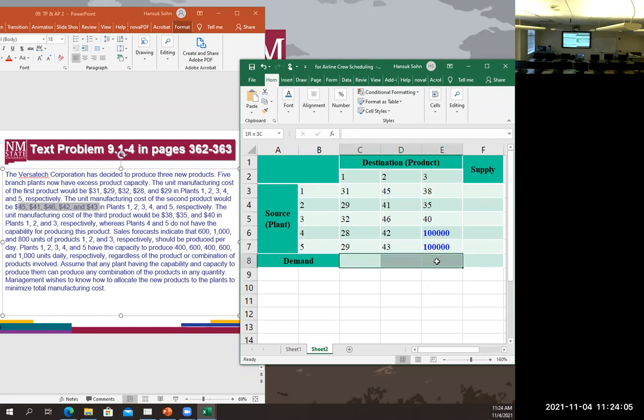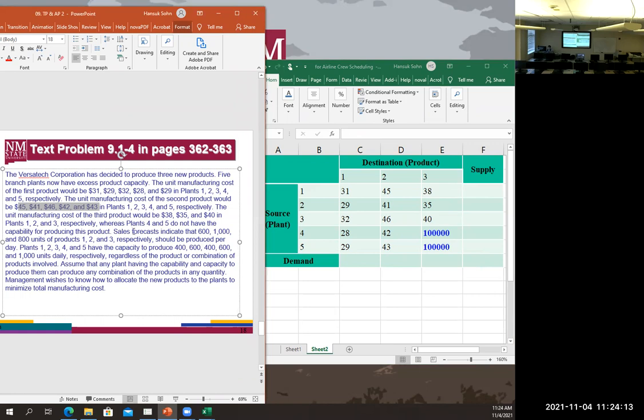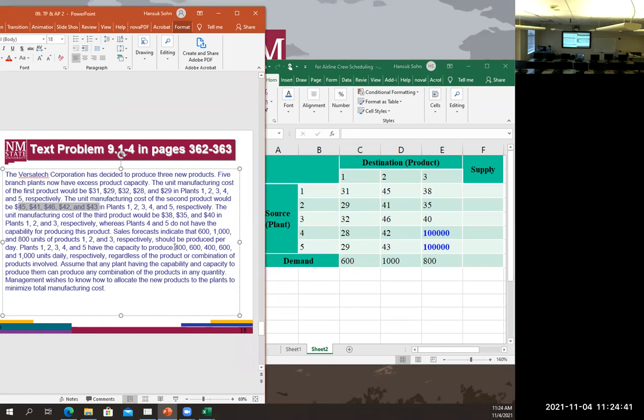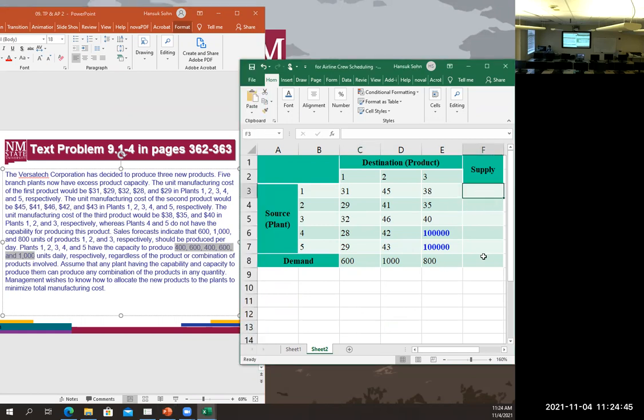Okay. Now, how do you put the demand and supply amount? So here, sales forecast indicate that 600, 1,000, and 800 units of products 1 to 3 should be produced. So those 3 numbers go here, 600, 1,000, and 800, right? And lastly, there are 5 numbers that go here, supply amount, right? 600, 400, 600, 1,000. Okay, so it looks like we've completed the parameter table for the transportation problem.